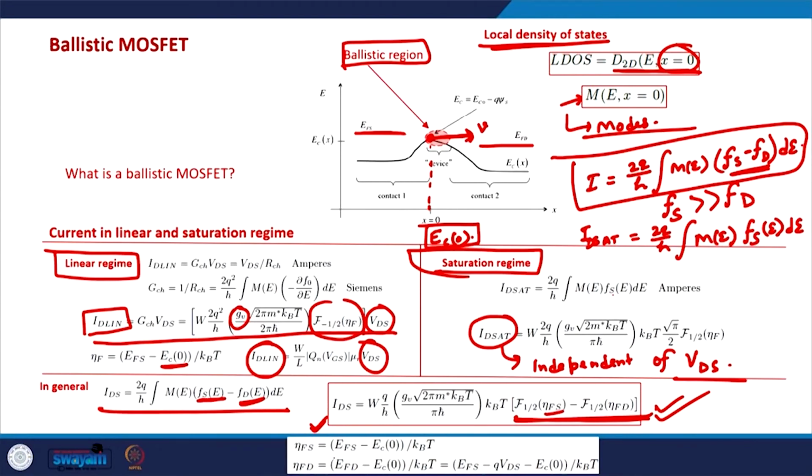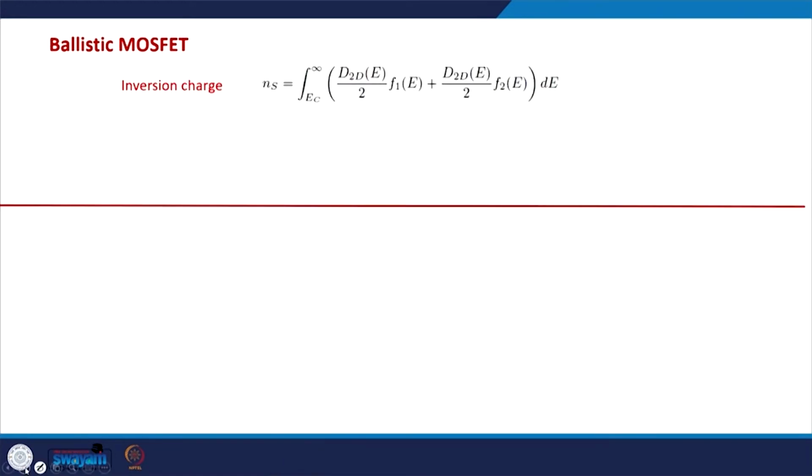Just to highlight this, eta Fs here is EFS minus EC0 and eta Fd is EFD minus EC0, where EFS is the Fermi level of the source contact and EFD is the Fermi level of the drain contact, and the difference between EFS and EFD is essentially q times VDS. EC0 is again the conduction band minimum at the top of the barrier point.